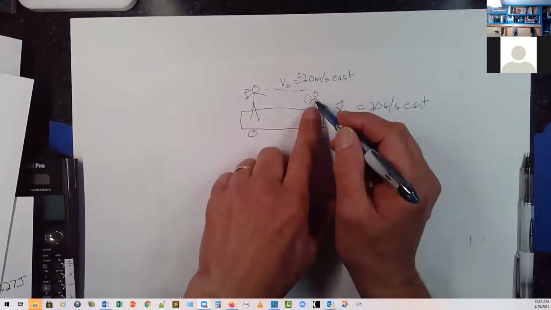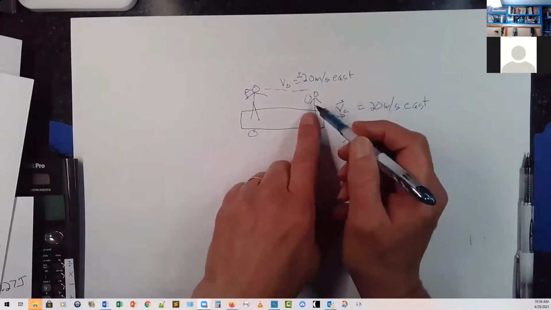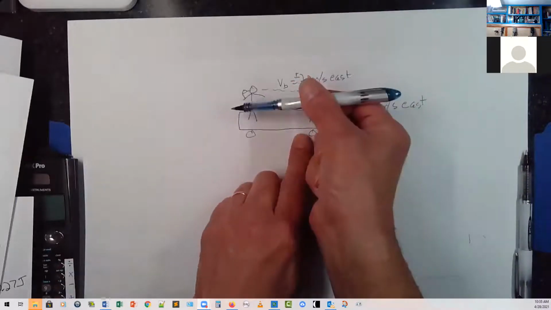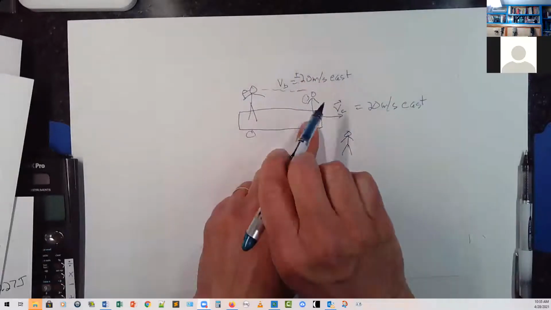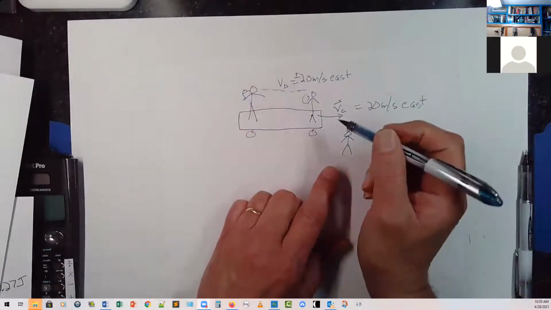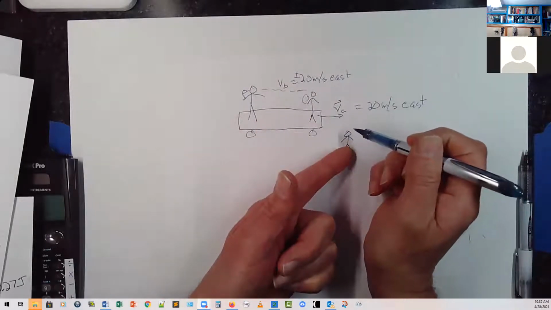When this person throws it back that way, the ball is going 20 meters per second relative to them in that direction at the same time that they're standing on this car that's going 20 meters per second east, and it ends up being 0 meters per second relative to that person.